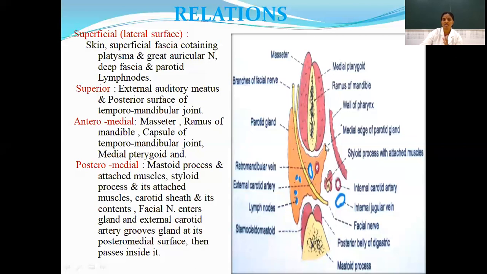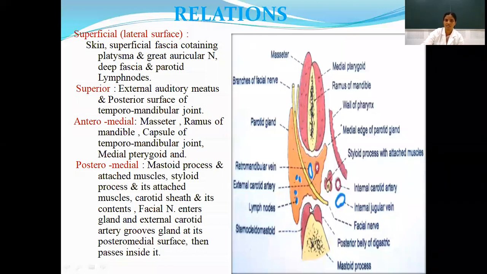So how many borders does the parotid gland have now? Anterior border, posterior border, and this medial border. Among these three borders, how many surfaces are there? This is the lateral or superficial surface, and this is the medial surface. But the medial surface is divided by the medial border in turn into the anteromedial and then the posteromedial surface. So these are the three surfaces of the parotid gland.